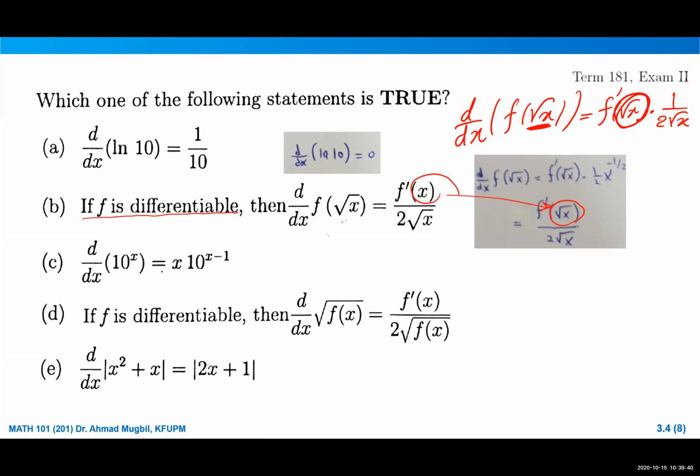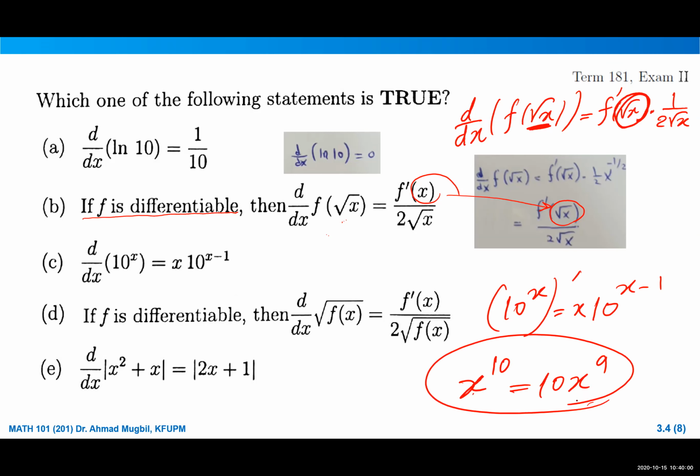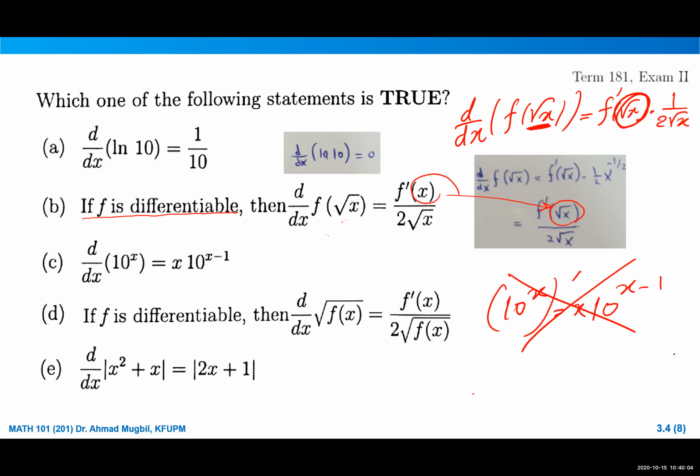Now, the derivative of 10 to the power x. The derivative of 10 to the power x. Is it 10 to the power x minus 1 multiplied by x? If you have x to the power 10, what is the derivative of x to the power 10? This is power function. The derivative of x to the power 10 is 10x to the power 9. This is power function.